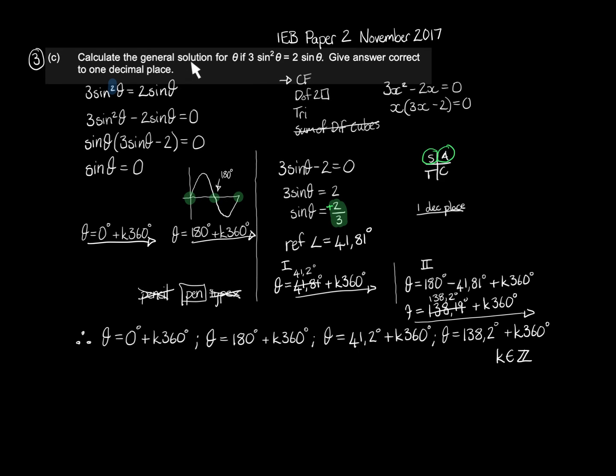Let's just double check that we have answered the whole question. Question said, calculate the general solution for this over here. Give your answer correct to one decimal place. And we have 4 solutions over there.